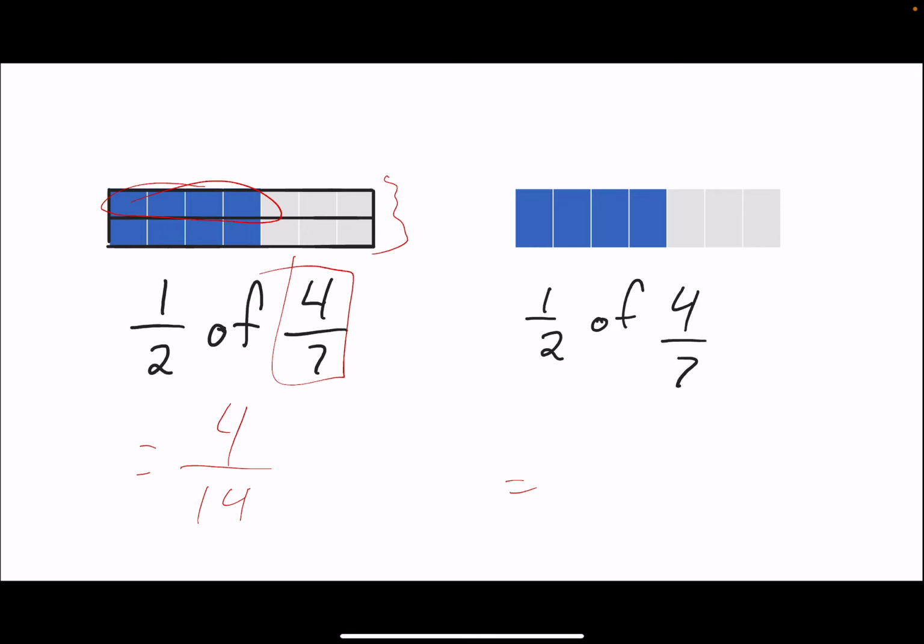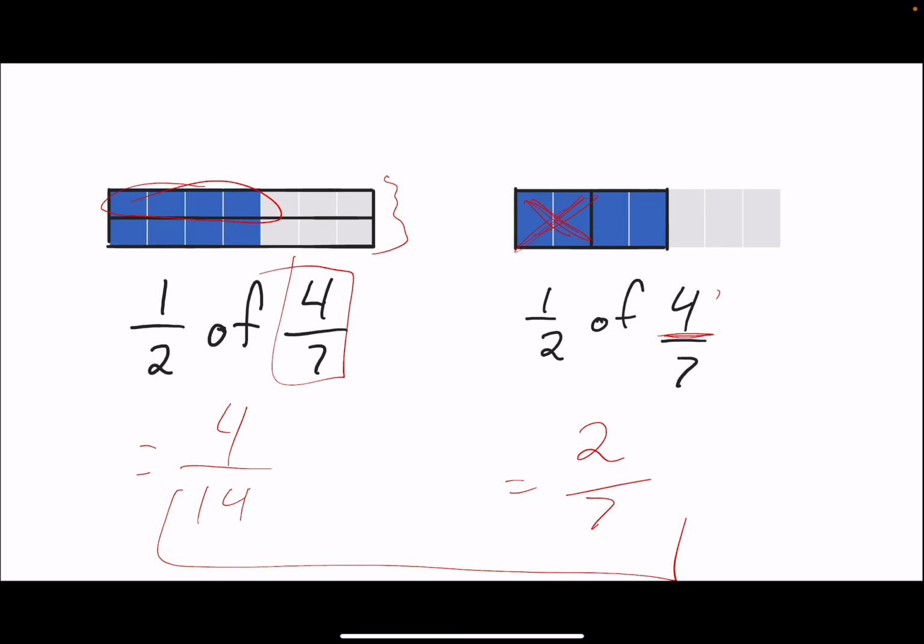Over here, only because the 4 is even can I do this. If it was an odd number, it wouldn't work out properly. So I'm going to take half of that 4. There's still 7 pieces. I don't get these pieces anymore. They stay behind. So I'm only going to get 2 of those pieces.